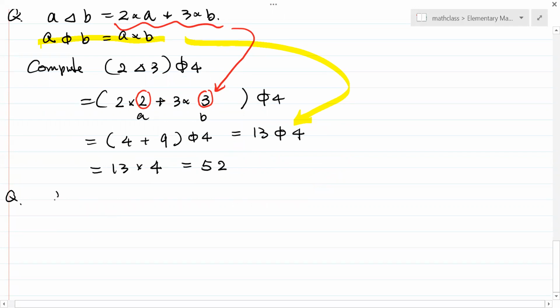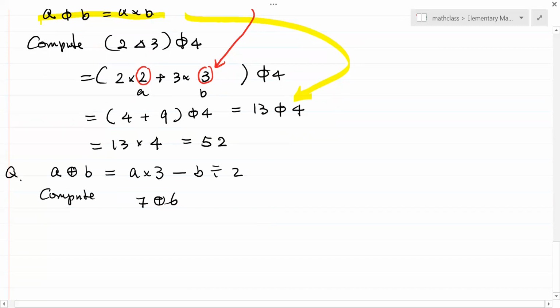Okay, I'm defining A circle plus B to be A times 3 minus B divided by 2. Okay, compute 7 circle plus 6, and then also have a parenthesis, circle plus 8. Right, so let's do this computation.